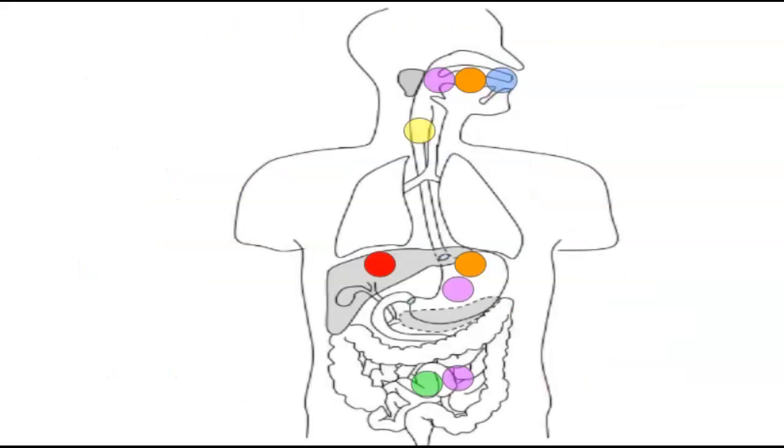We're going to label this with a purple dot. So you see mouth, stomach, small intestine.